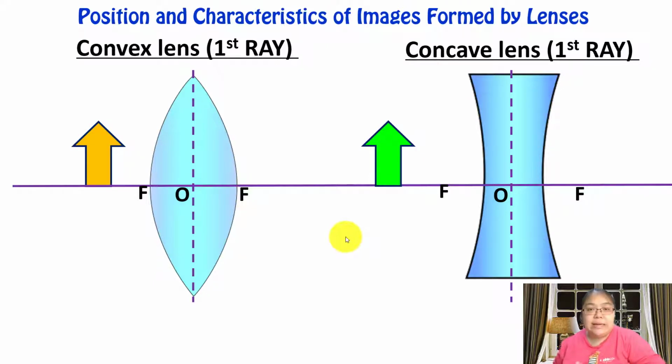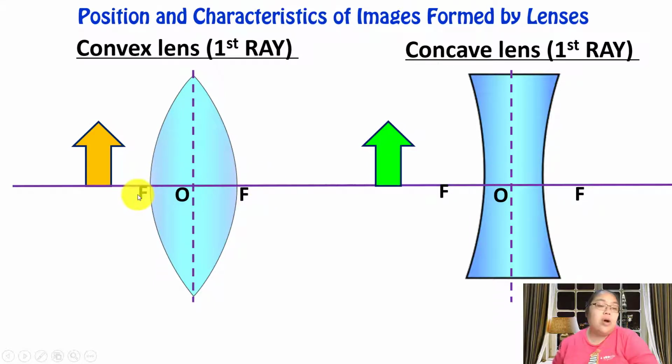So from here, I need to teach you how to draw the ray diagram. Actually, for every lens, we have three rays we need to learn. Let me try the first ray. This one is a convex, this one is a concave. This one is an object. O is the center of the optical, then F is a focal point. So we have in front, and we have behind.